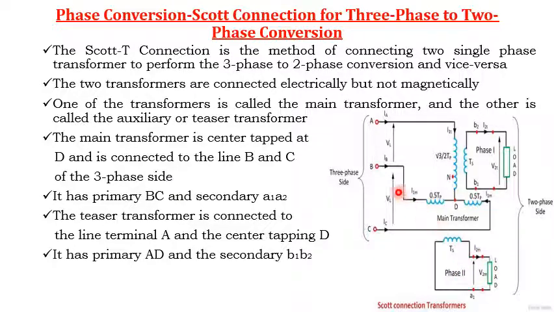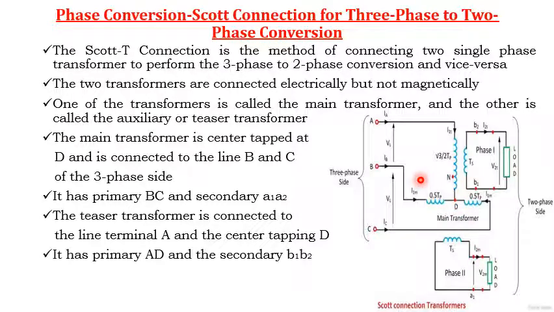Then the primary voltage of the main transformer is represented as V suffix L. This is the line voltage, and the primary current of the main transformer is represented as I1M. Similarly, the secondary voltage of the main transformer is represented as V suffix 2M, and the secondary current of the main transformer is represented as I2M.